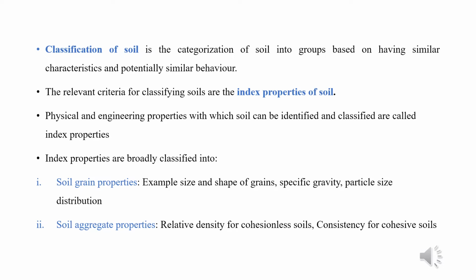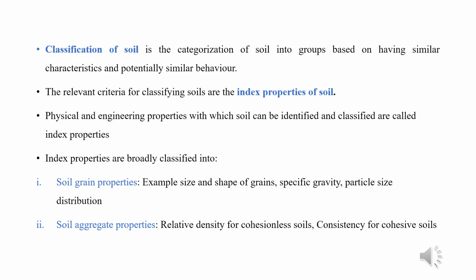Right? So the relevant criteria used for classifying the soil are the index properties of the soil. What are these index properties? These are nothing but the various physical and engineering properties with which a soil can be identified. These index properties are broadly classified into two. One is the soil grain property, another is the soil aggregate property.